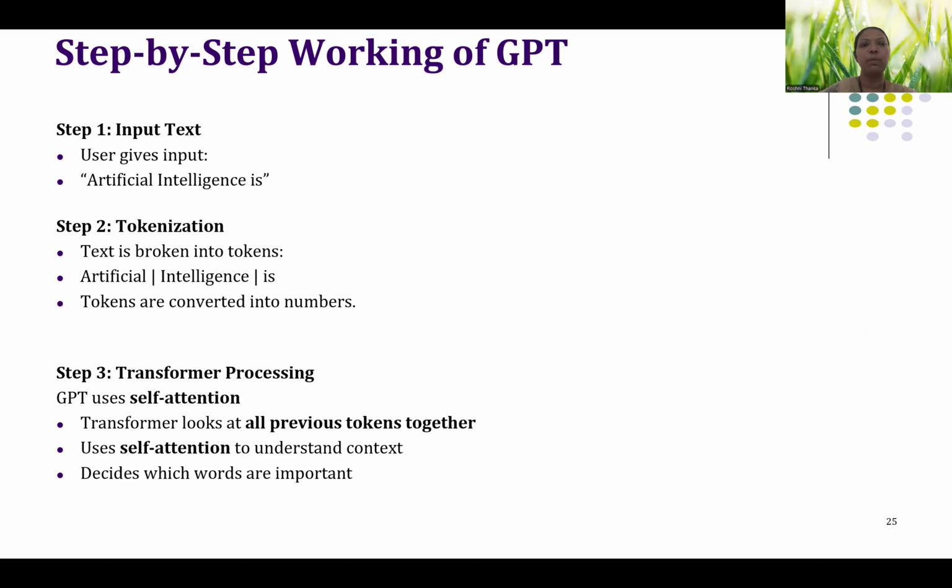First, whenever we give an input, that we call a prompt. For example, the user is giving "artificial intelligence is". Now it wants to give the answer. What does it do when we give a prompt? It does tokenization. Tokenization means it will be breaking your text into tokens. Tokens can be in any form, which was also discussed in a previous video. So it is like "artificial", "intelligence", "is". These are the different tokens.